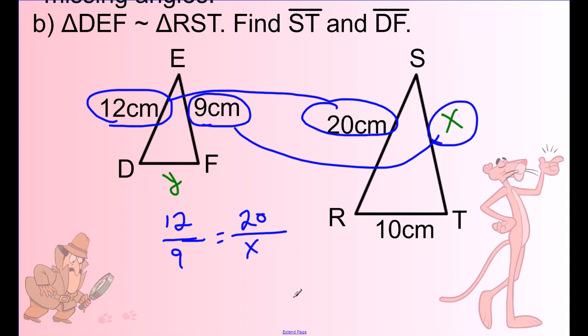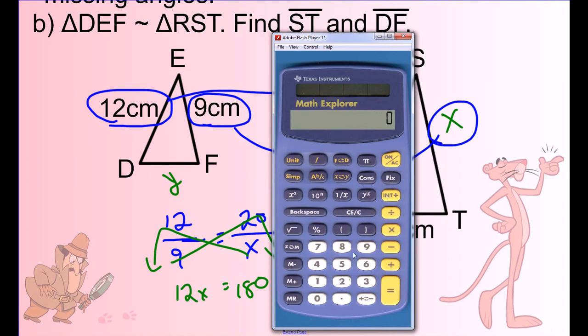I have a proportion with one variable. I can cross multiply and solve. That gives me 12x equals 180. Divide both sides by 12. Clear. 180 divided by 12 equals 15.